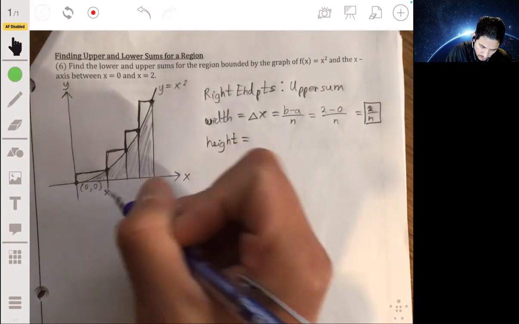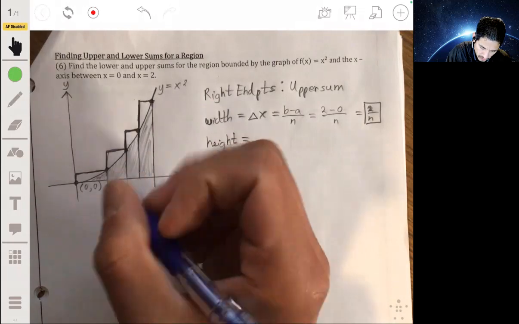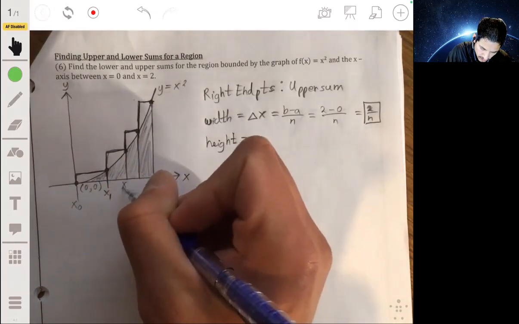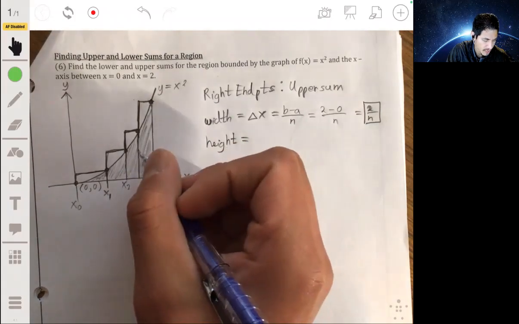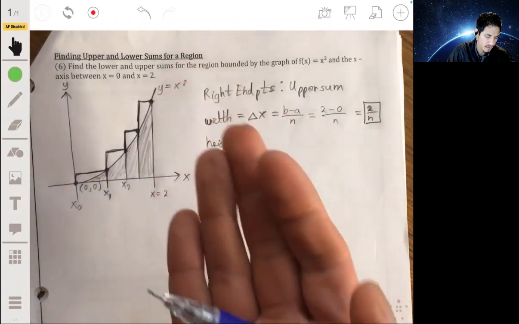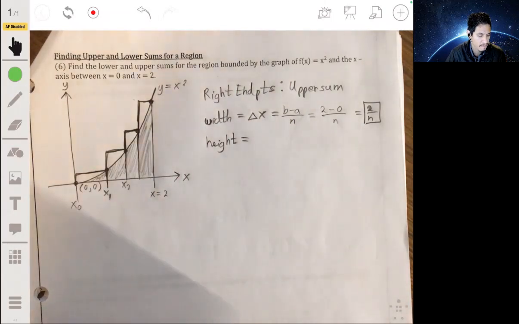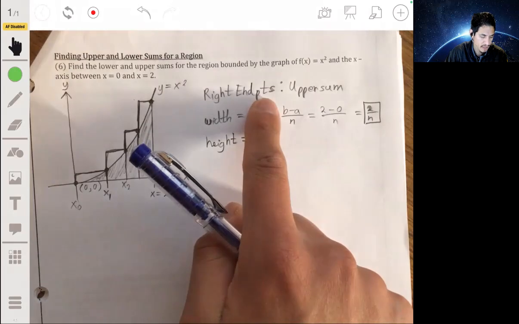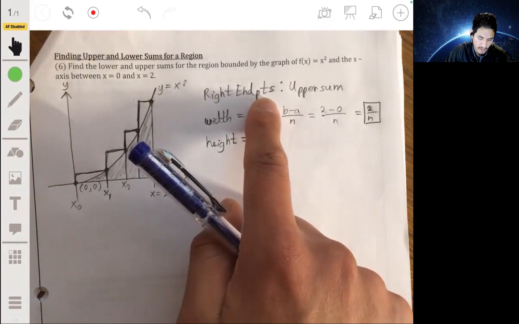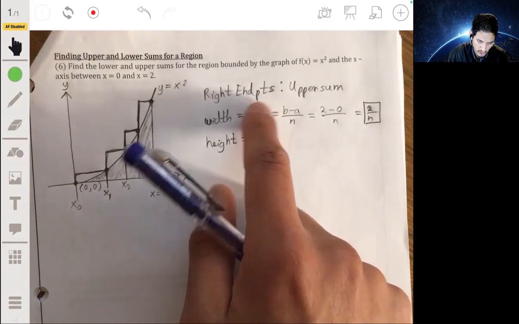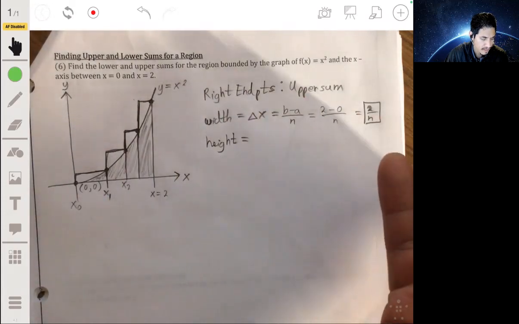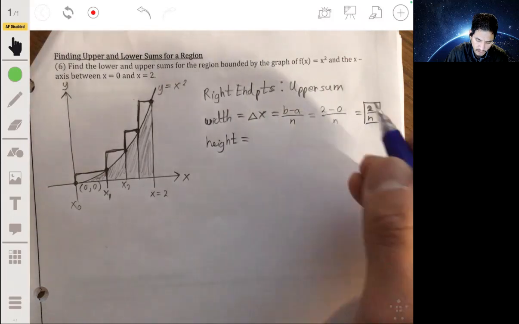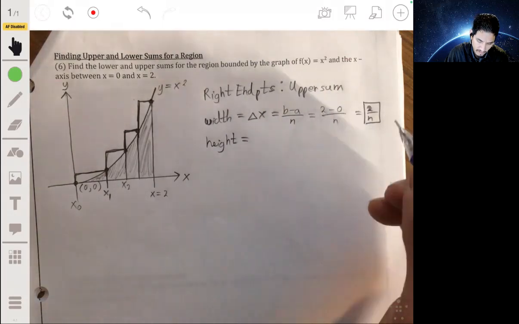Let's say that would be x1, this would be x0, this would be x2. So f of x1, f of x2, f of x3, and f of x4, all the way to f of xn. So what we want to look for are values, how we can get the right endpoint. If we make i equal to 1, 2, 3, 4, 5, all the way to n, then the right endpoint will just be 2 over n times i.